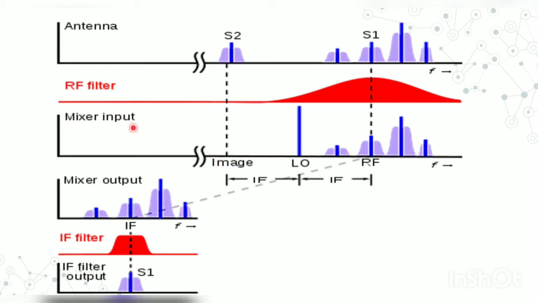And now to the mixer input, we give the local oscillator output and the RF output. Here the mixer undergoes down conversion and provides us with the intermediate frequency, that is IF, and this output then passes into our IF filter where we obtain our desired signal that needs to be demodulated and amplified. Now next we'll see what happens if we don't have this RF filter.